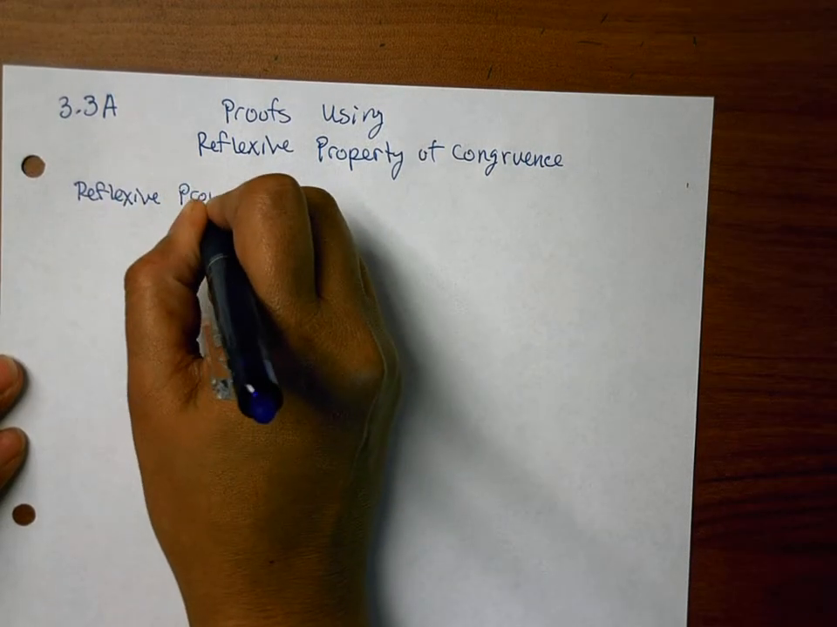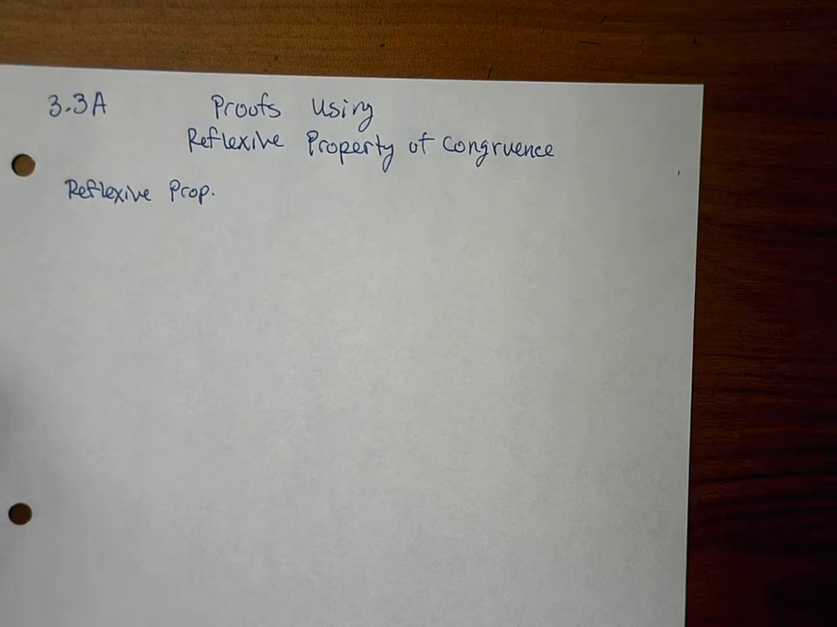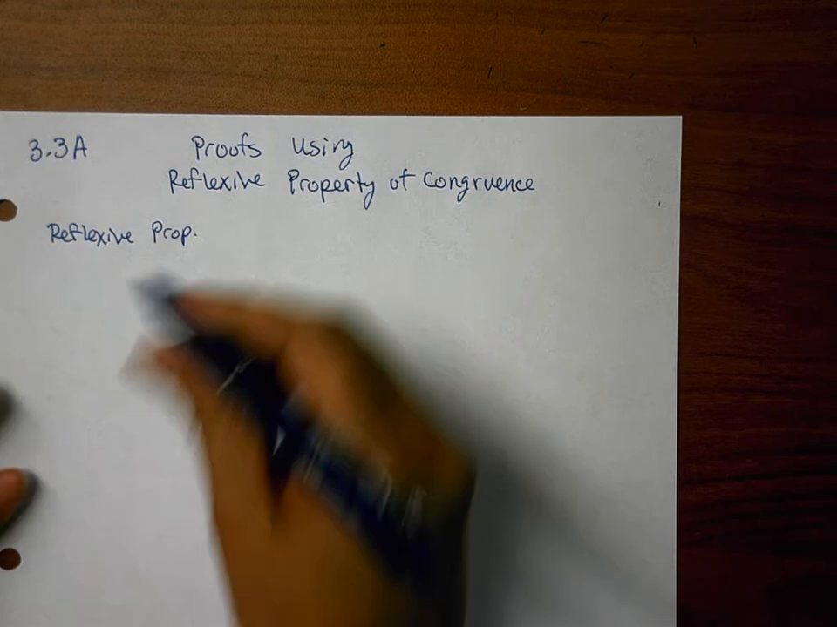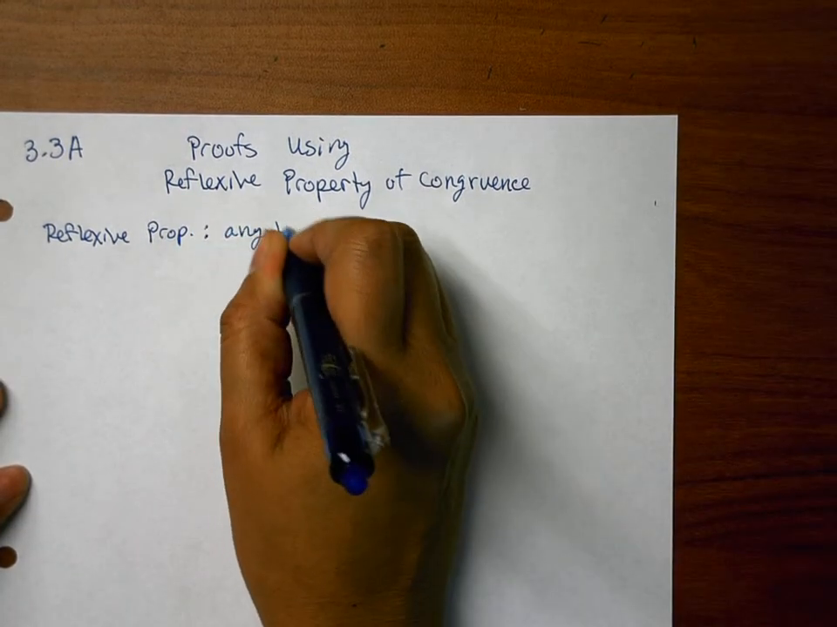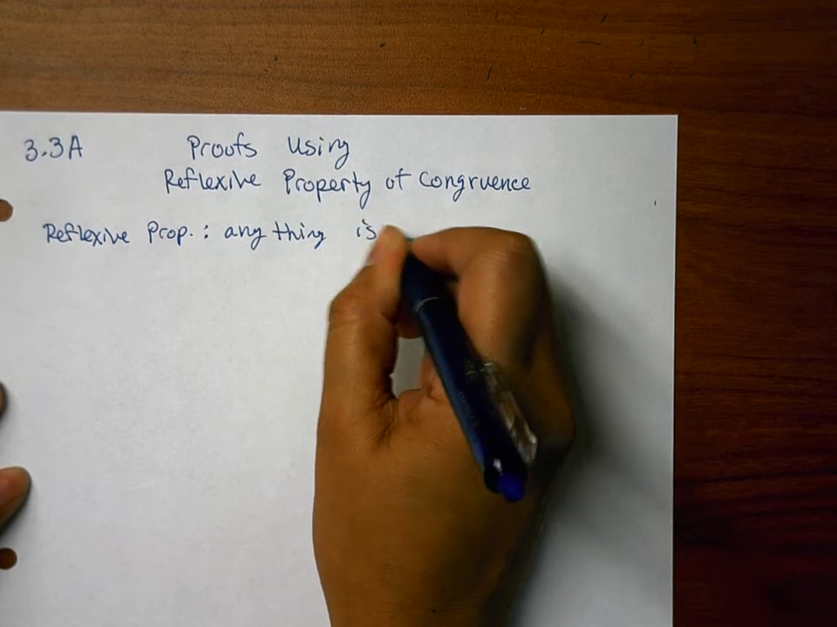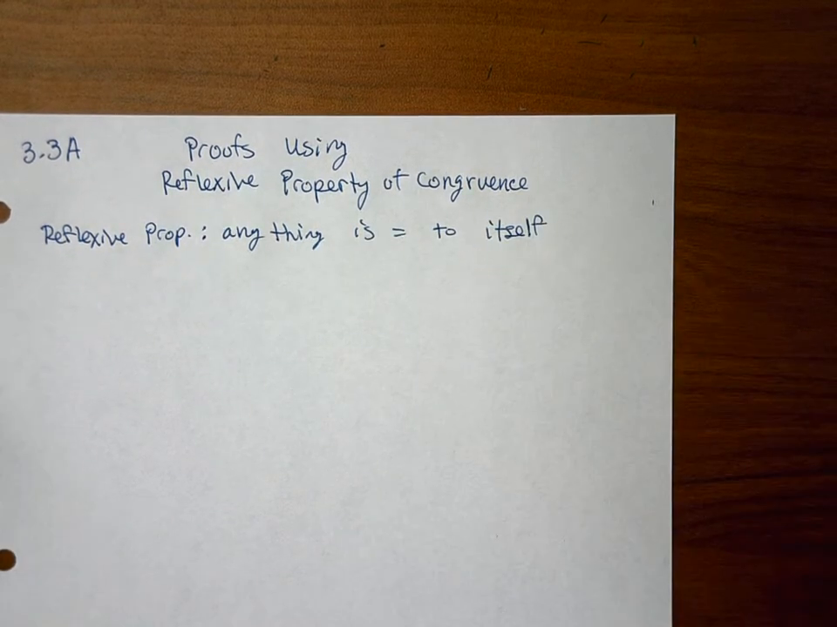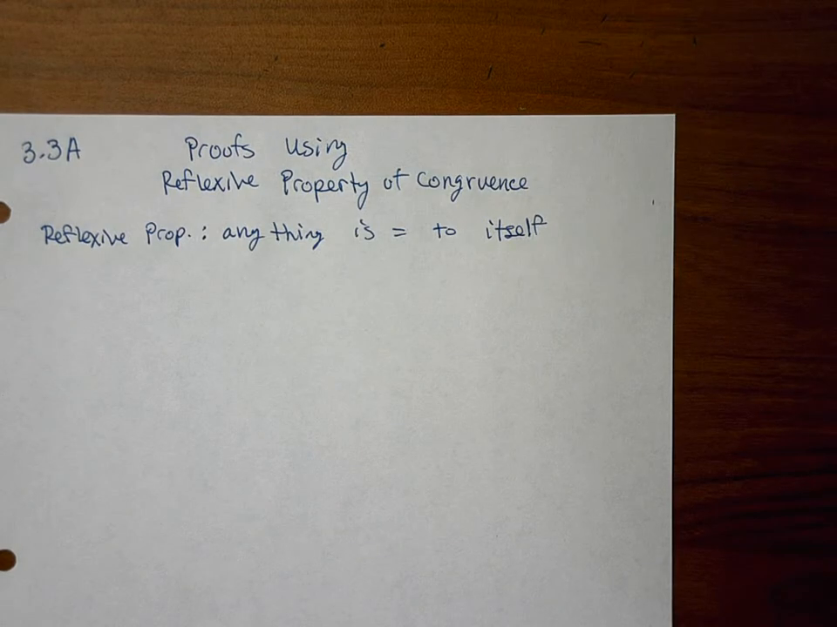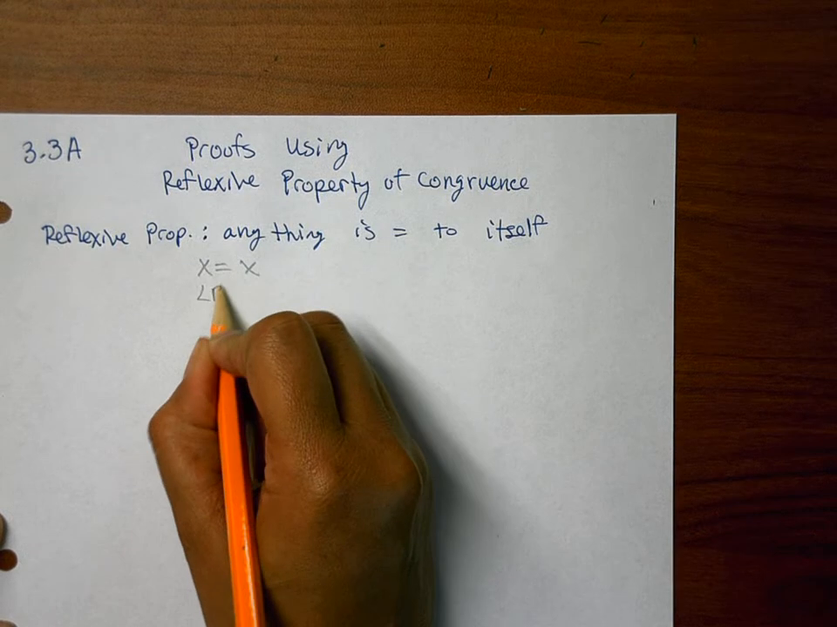Okay, what is the reflexive property? We've talked about this already. We had this on a previous worksheet in class. Reflexive property is pretty much when anything is equal to itself. Anything is equal to itself. So, pretty much saying x is equal to x.